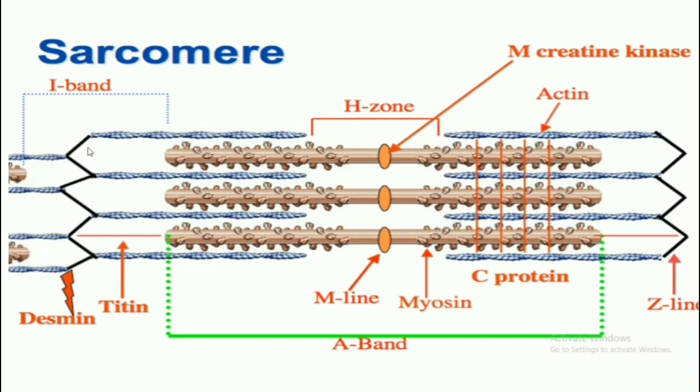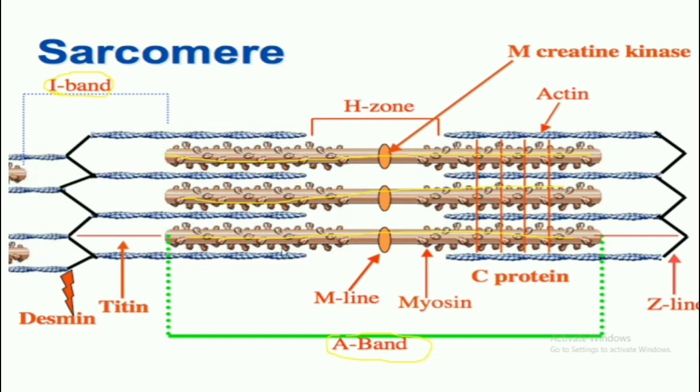Now where we can see the actin, this whole band where only actin filaments are present and no myosin filament is present, that is called the I band. Whereas this whole band from the myosin filament is called the A band. Why are they called I and A band? I band is the isotropic band, whereas A band is the anisotropic band. So this I band only contains the actin filaments, and the A band contains the myosin filaments.